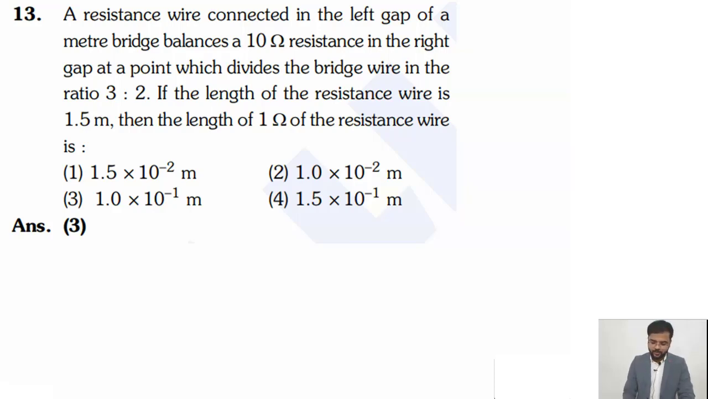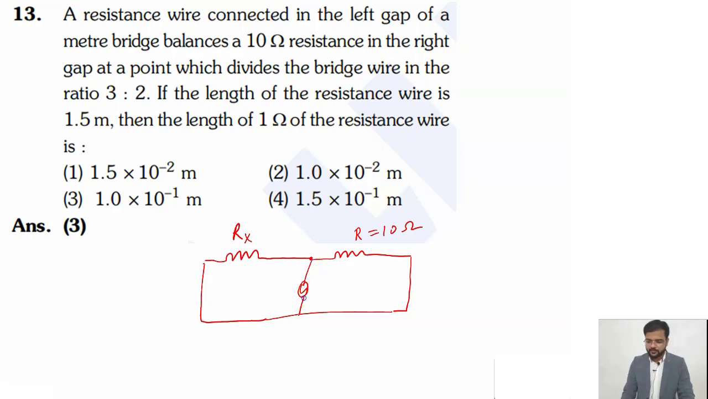Okay, so first of all I am drawing a meter bridge here. Just see, this is the meter bridge. A resistance wire is connected in the left gap. This is the resistance wire and the resistance is unknown right now, so I am denoting it Rx. The resistance on the right side is 10 ohm. After that, the gap at a point will divide the bridge wire in a ratio of 3:2. So here is one wire.